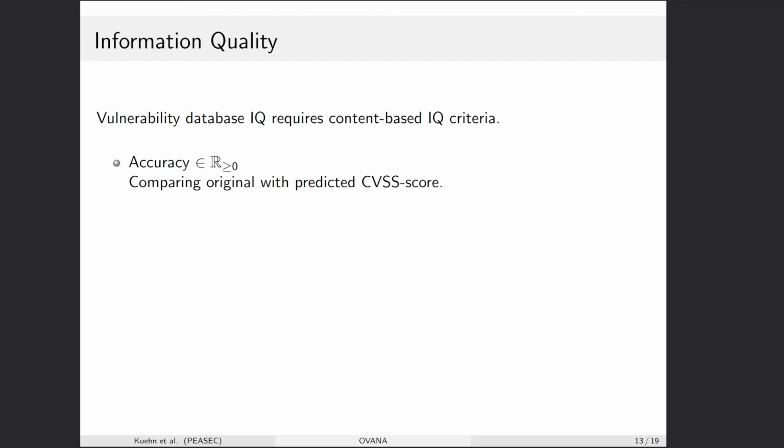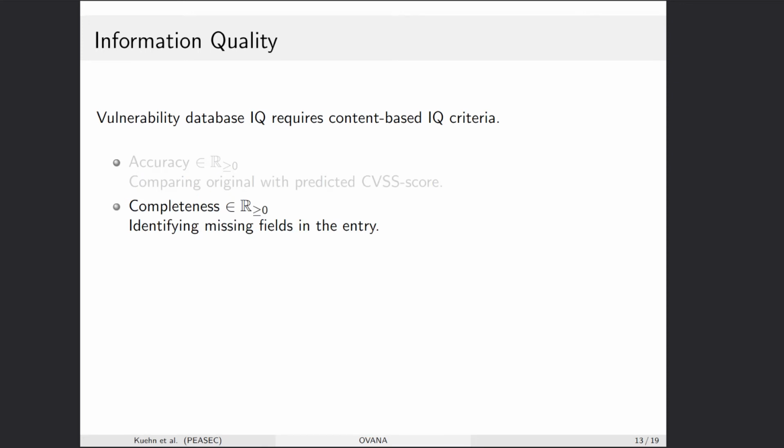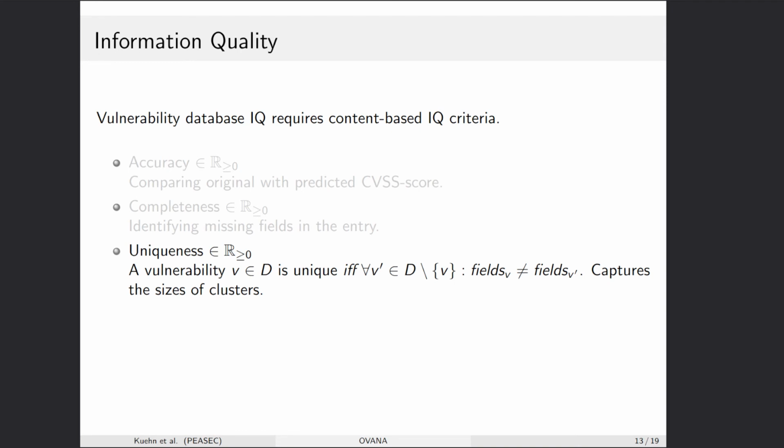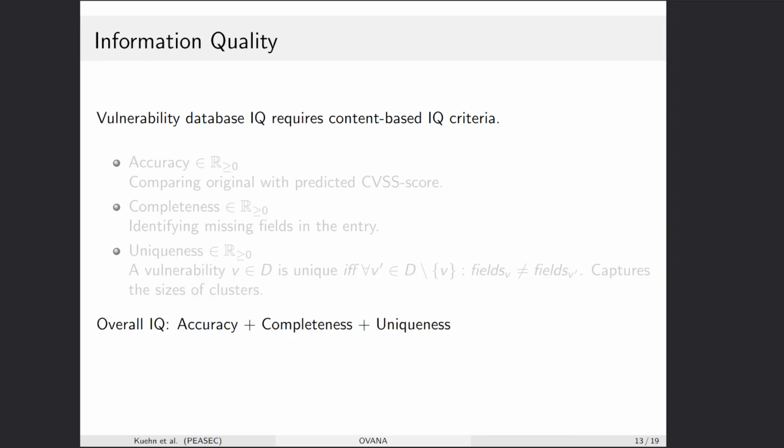First, the accuracy, which is basically comparing the predicted and original CVSS scores. And then the completeness, which identifies missing fields in the entry. And the uniqueness, which is basically the clustering algorithm, and it additionally penalizes the large clusters. More details about these metrics can be found in our research paper. The overall information quality is then the sum of all metrics, and one note on the side: the lower the values of the metrics and the overall information quality, the better the information quality.